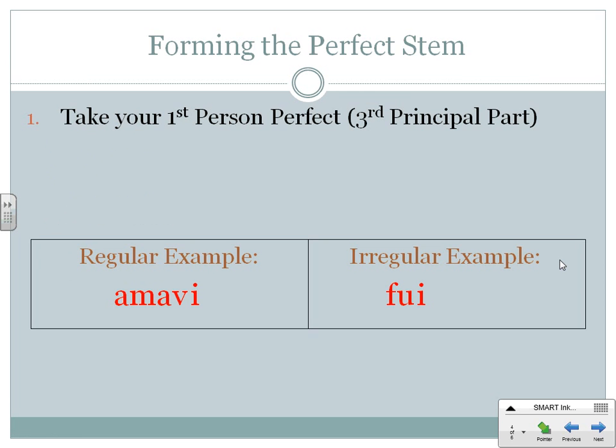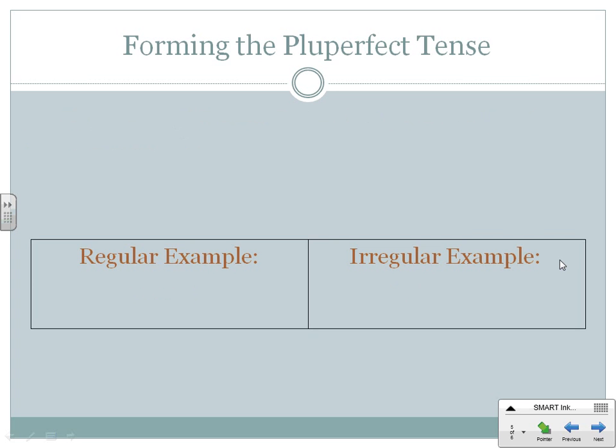Now, in order to form our perfect stem, you're going to take the first person perfect form, your third principal part. Here we have amavi and fui for both a regular and irregular example. And you're going to take away the I. This amav or fu are going to be your perfect stem.